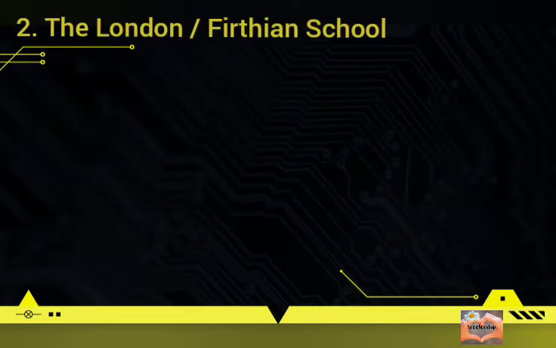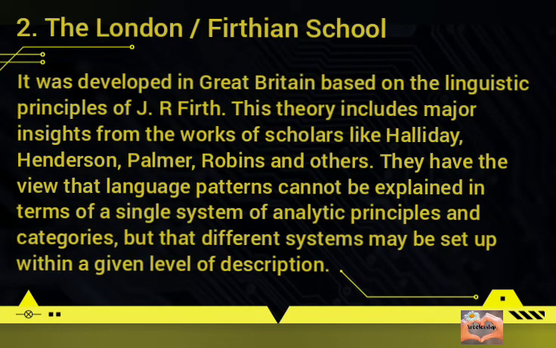Next is the London or Firthian school, which was developed in Great Britain based on the linguistic principles of J.R. Firth. And this theory includes major insights from the works of scholars like Halliday, Henderson, Palmer, Robbins, and others. They have the view that language patterns cannot be explained in terms of a single system of analytic principles and categories, but that different systems may be set up within a given level of description.